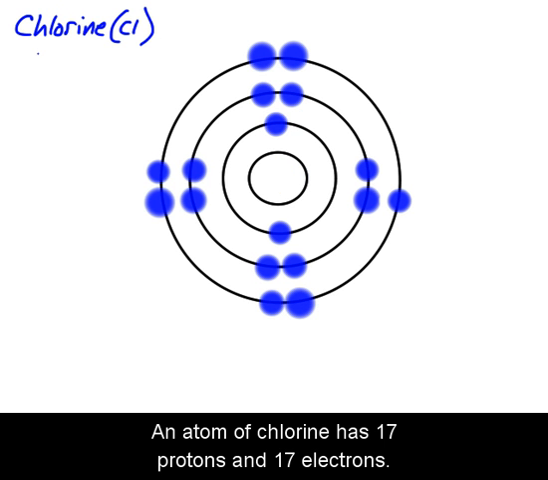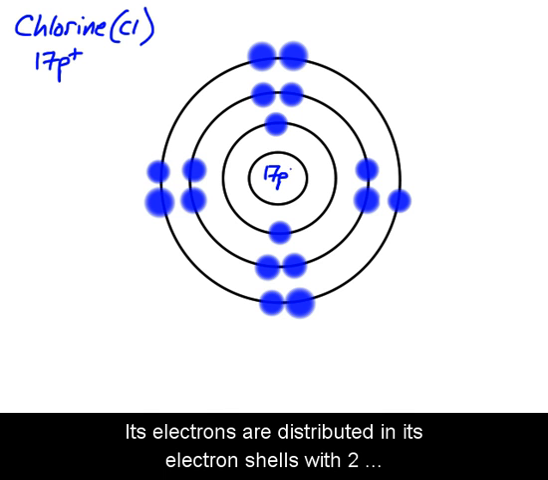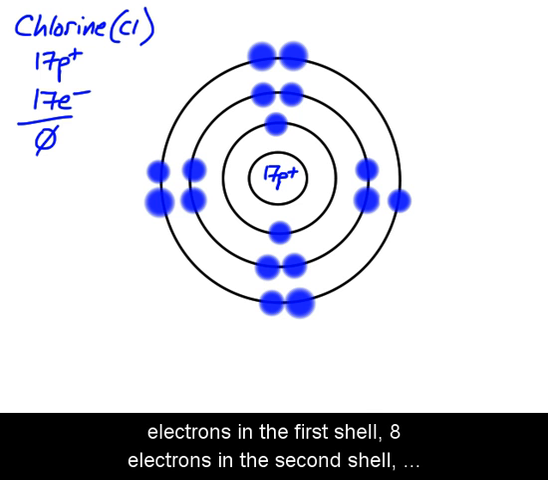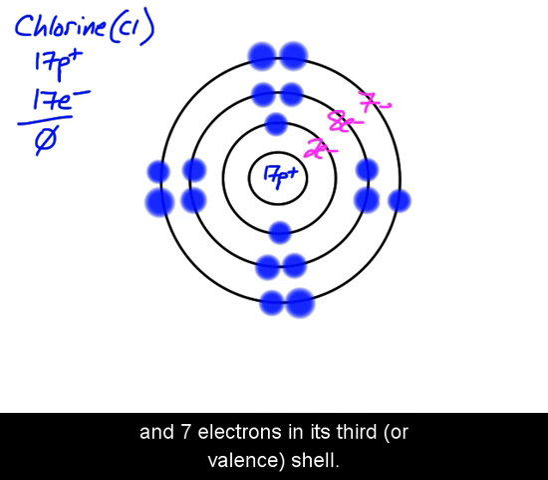An atom of chlorine has 17 protons and 17 electrons. Its electrons are distributed in its electron shells, with 2 electrons in the first shell, 8 electrons in the second shell, and 7 electrons in its third or valence shell.